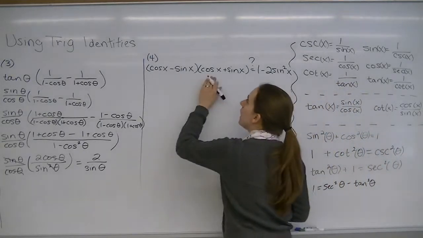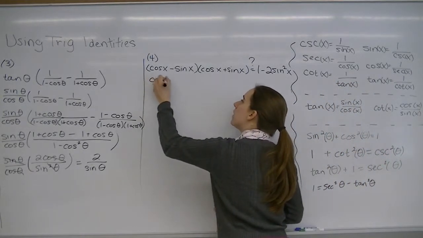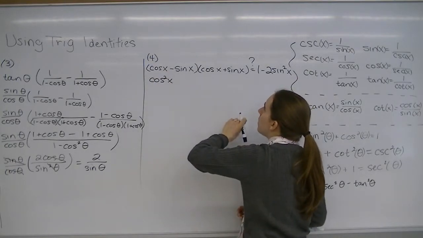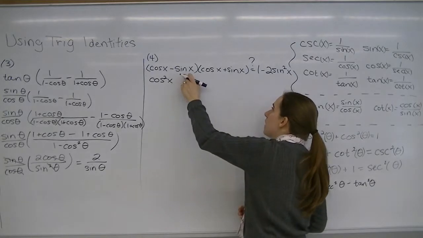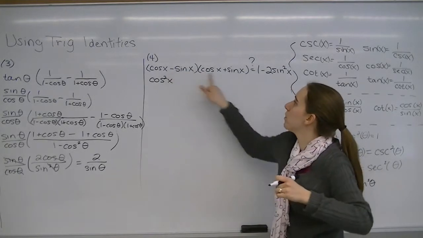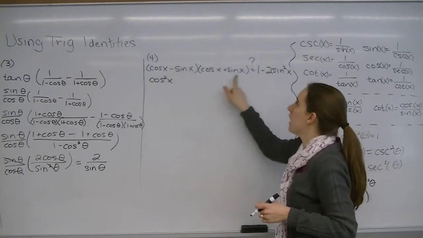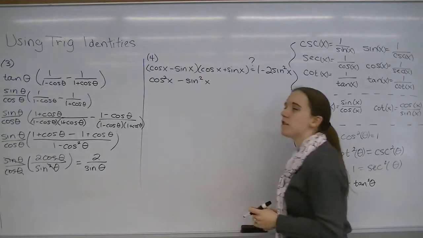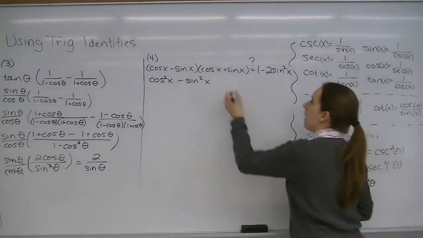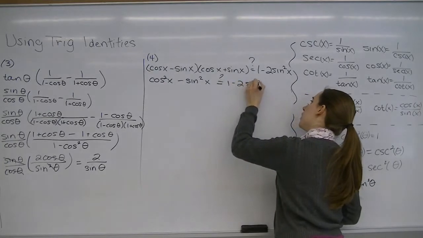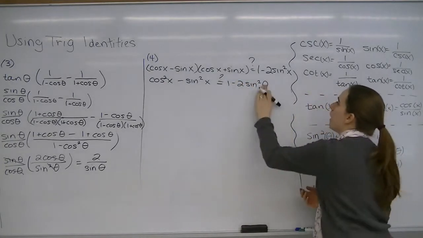So I have cosine x times cosine x, so that's cosine squared of x. Cosine x times sine x minus sine x times cosine x. So those guys are going to cancel. Our middle two terms will cancel. And we have minus sine x times plus sine x. So again, we have a difference of 2 squares here. And we want to know, is that equal to 1 minus 2 times sine squared of, not theta, of x.